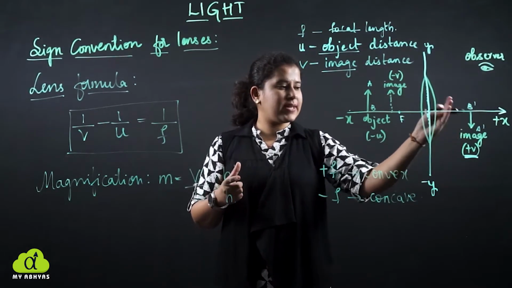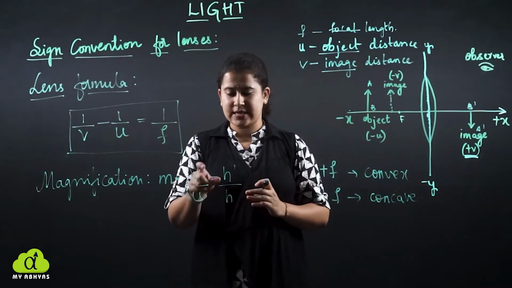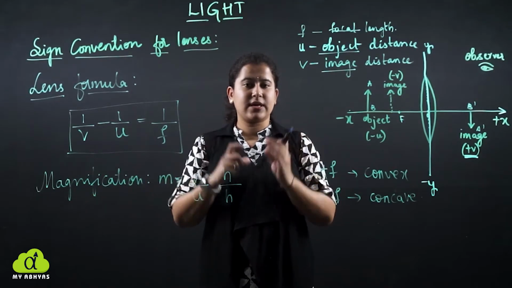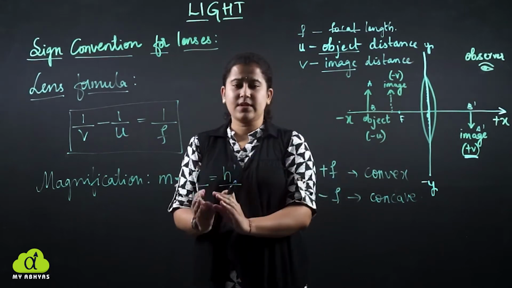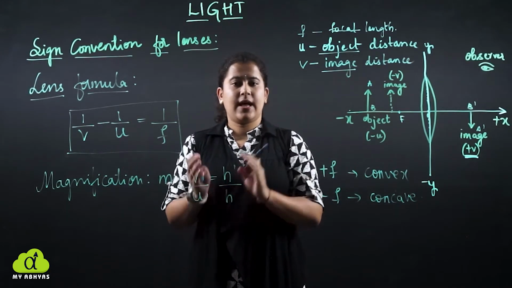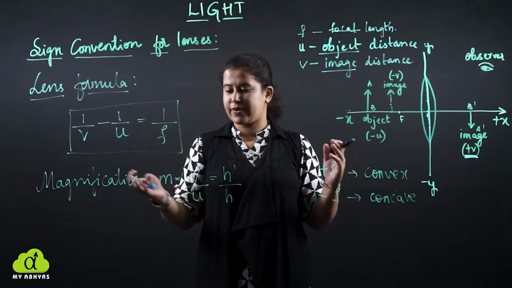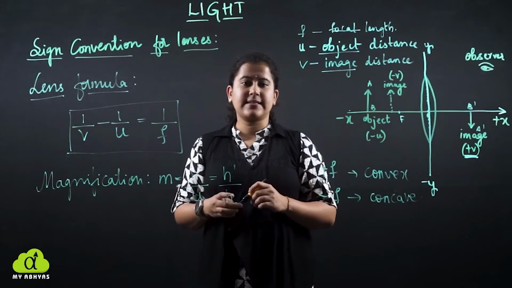So the relation between the height of the image and the height of the object is given by nothing but the magnification. That is, if the image formed is smaller, then you will get a smaller quantity. If the image is hugely magnified, then the magnification will be high. Clear?